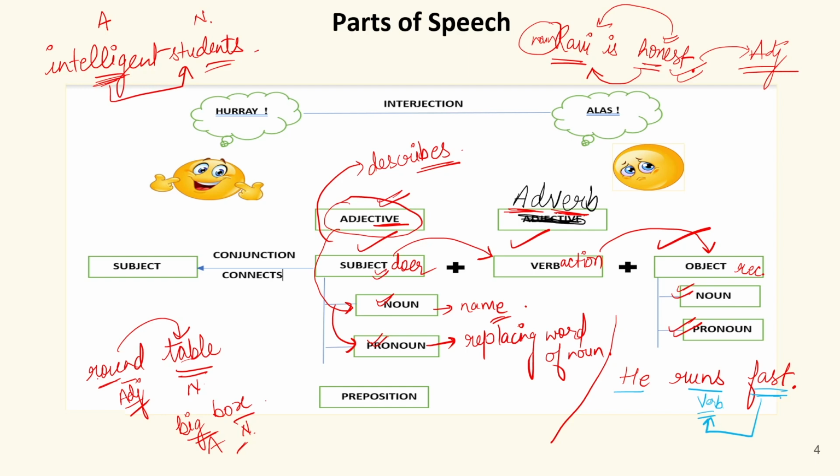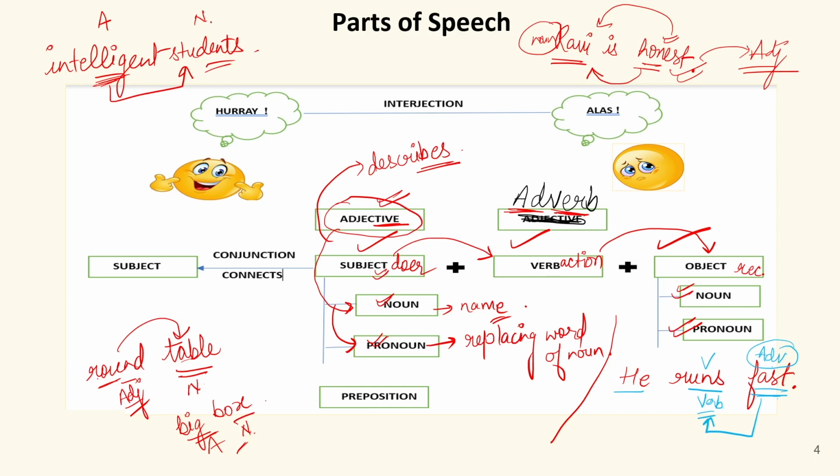He runs fast. So fast is telling us the quality of runs, which is a verb, and fast is an adverb because it is adding something to the verb, or it is stating the quality of the verb, that how the action is being performed. So the action is performed in a fast manner. So this word is known as adverb. Any word that describes a verb is known as adverb.